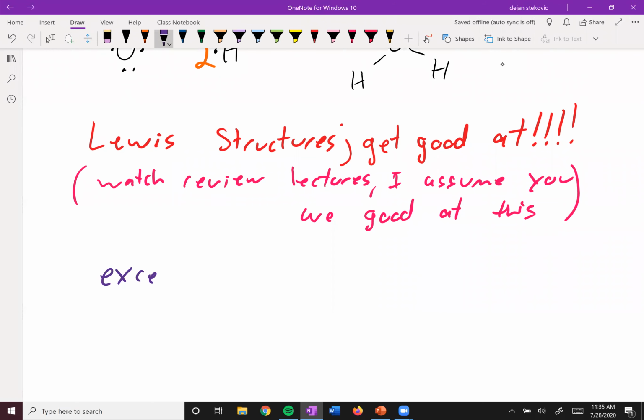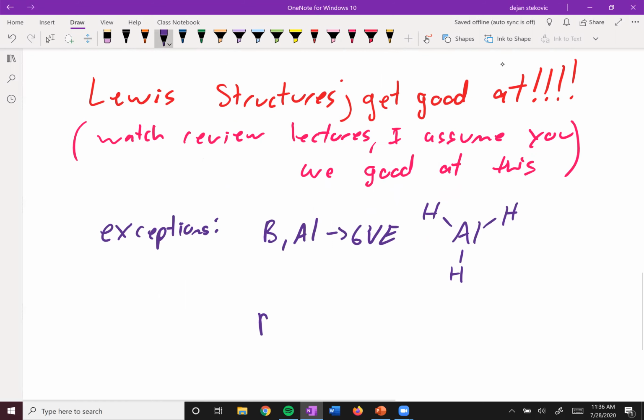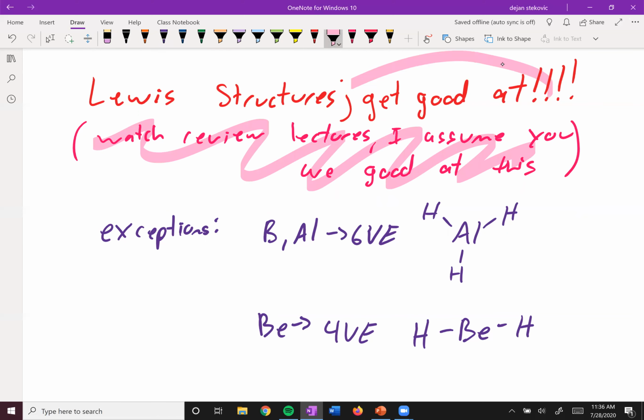And then don't forget some exceptions. Boron and aluminum, they only want 6 valence electrons, so they have a tendency to form only 3 bonds. And then beryllium only wants 4 valence electrons, so it has a tendency to only form 2 bonds. And then, of course, everything beyond period 2 can break the octet rule, but period 2 cannot. You really need to review the Lewis structures and really get good at them.